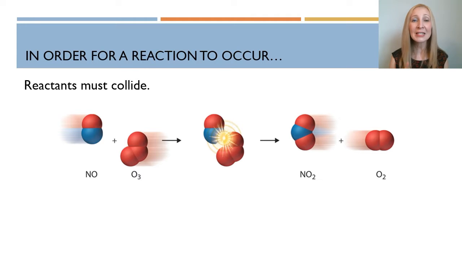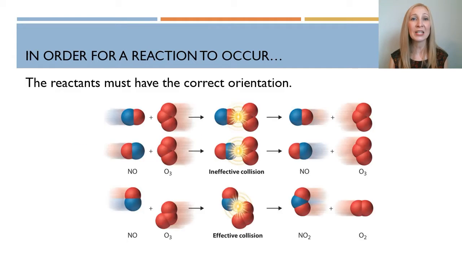And then two things need to happen in this collision. It can't just be any old collision of two reactant particles. The collision has to be with the reactant particles in the proper orientation. So in this nitrogen monoxide and ozone example, the nitrogen monoxide and ozone have to hit each other so that they're facing the correct direction, and the particles, specific atoms in each molecule, come in contact. It can't just be any old collision. Otherwise they'll just bounce off of each other.